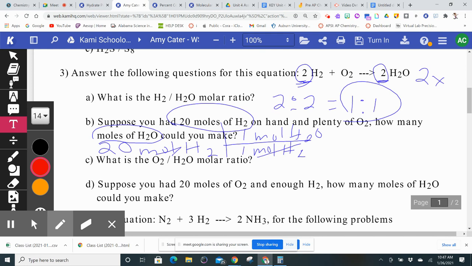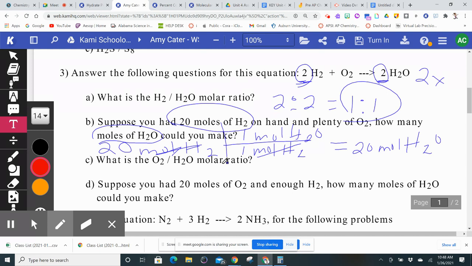So my moles of H2 cancel. And without a calculator, what's 20 times 1 divided by 1? 20. So again, like I said, you could reason that one out in your head pretty well. I wanted you to write it out because as we progress, our numbers aren't going to become so nice and easy. But the concept is the same. The process is the same.